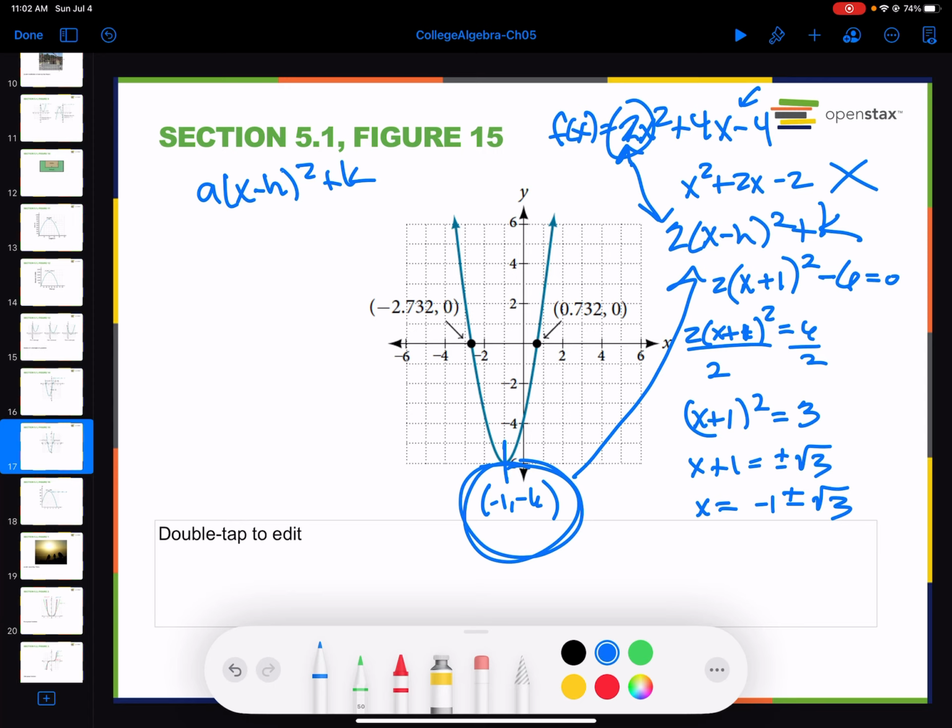And then we want to go ahead and simplify because I can't tell where that is on the number line. So this is one of those rare cases where you go ahead and get the decimal. Go ahead and figure out what this is. So that's going to give us x equals 0.732 or x equals negative 2.732. So you can see those are our x-intercepts right here.